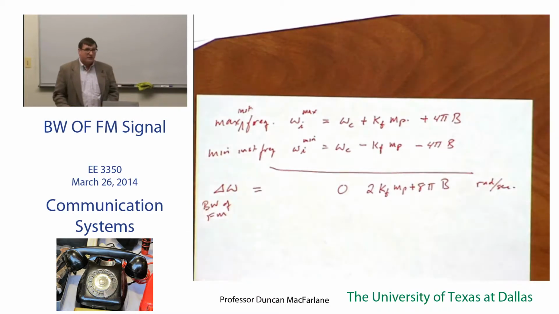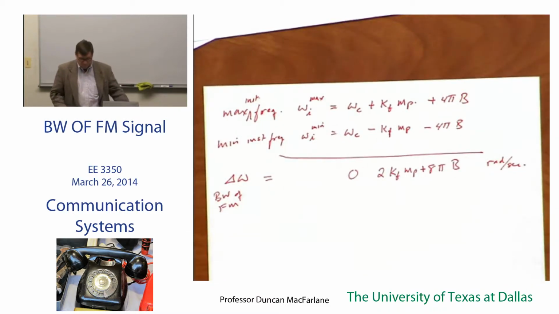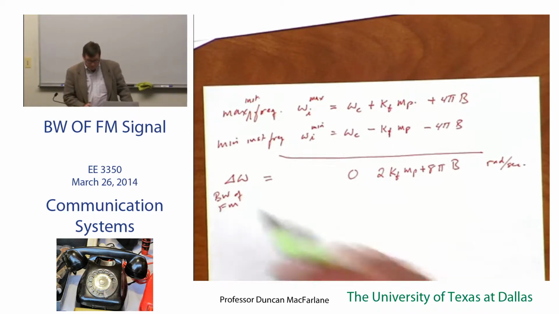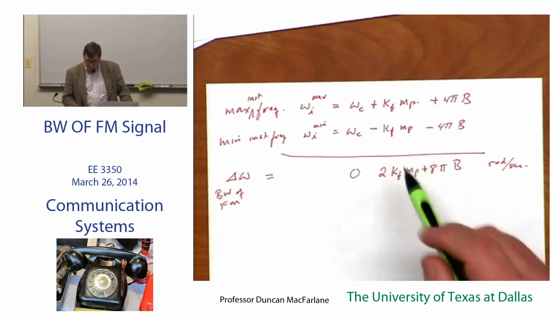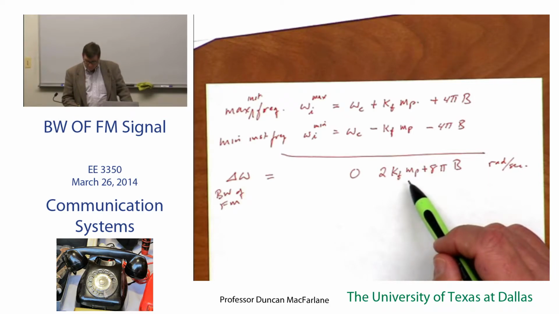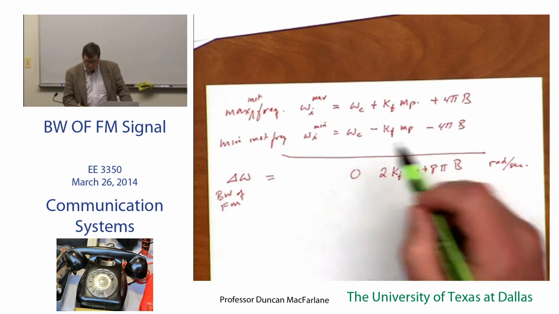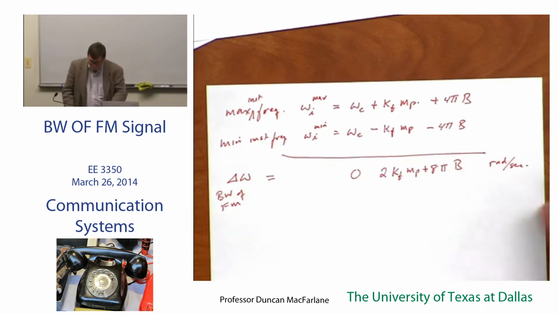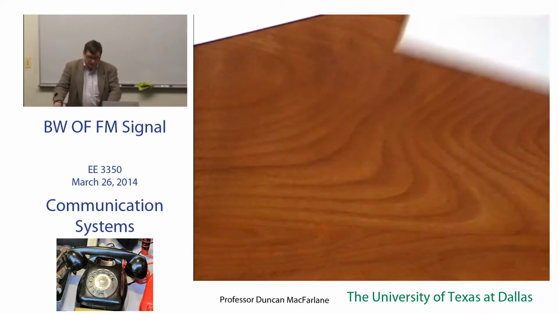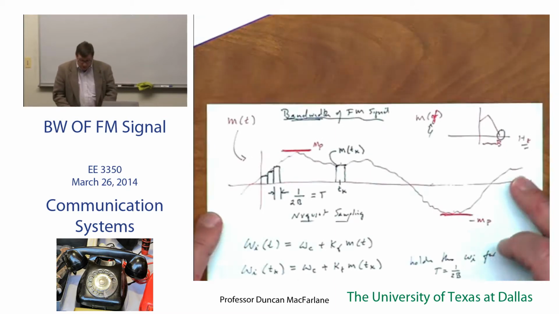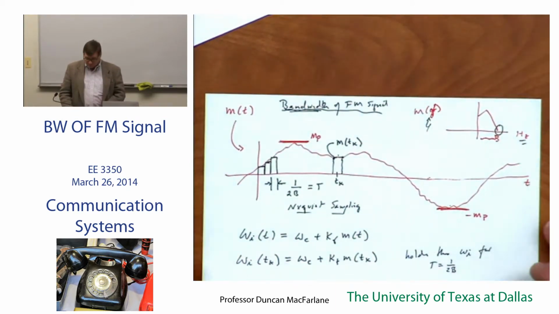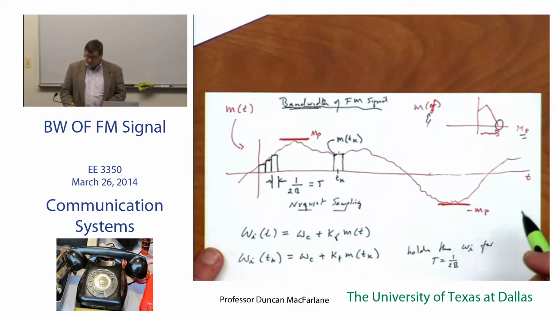Yes, sir. When you combine the two to find the max swing of the frequency, this is the total bandwidth of the FM signal, right? It's 2 if you're doubling MP, but the MP and the minus MP could be different, right? So you take the greater of the two, I guess. Well, no. Okay. Hang on.